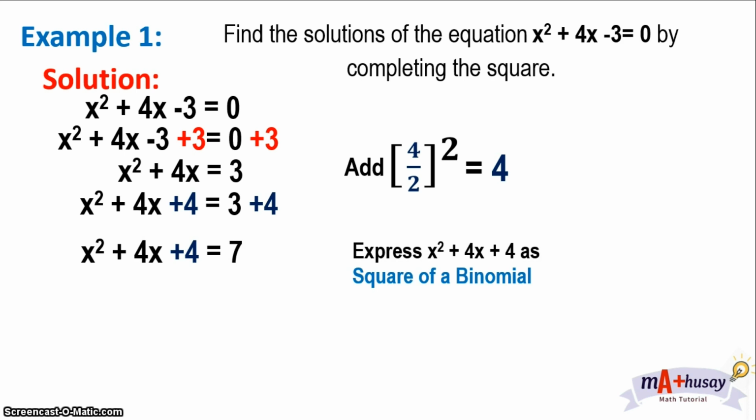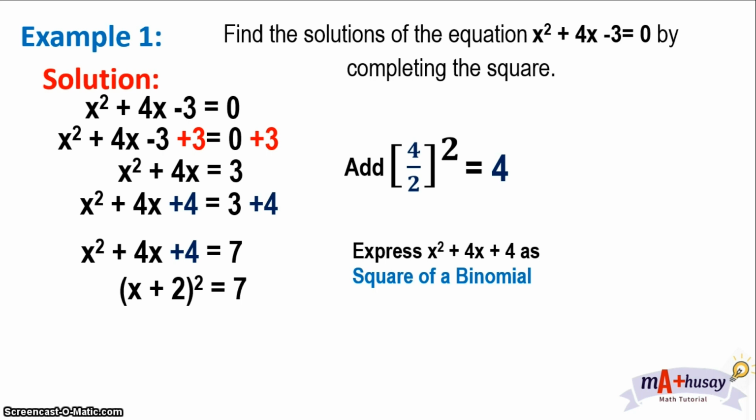We know that we can express it in this way: the quantity of x plus 2 squared. Kasi ang factor ng x squared ay x. Ang factor naman ng 4 ay 2. So dahil positive din ang signs ng ating mga terms, kaya positive ang ating 2. So the x squared plus 4x plus 4, which is a perfect square trinomial, kapag inire-write natin siya as square of binomial, it's equivalent to the quantity of x plus 2 squared equals 7.